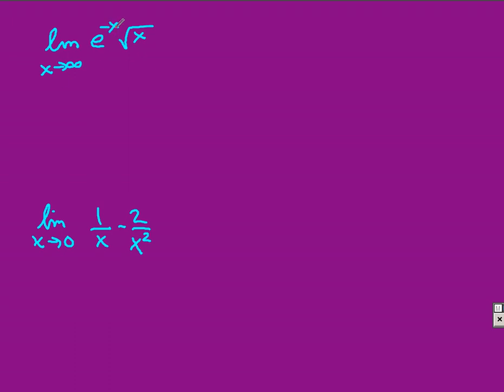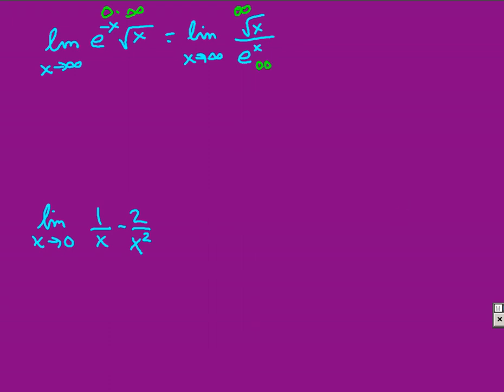e to the negative infinity is 0. The square root of infinity is infinity. So I have a 0 times infinity, which is doable, but not by L'Hopital's rule. So let's see if I can rewrite this. Well, a negative power means I could have it in the denominator, and then just the regular square root of x on the top. Now if I did this, I would have infinity on the top and infinity on the bottom.